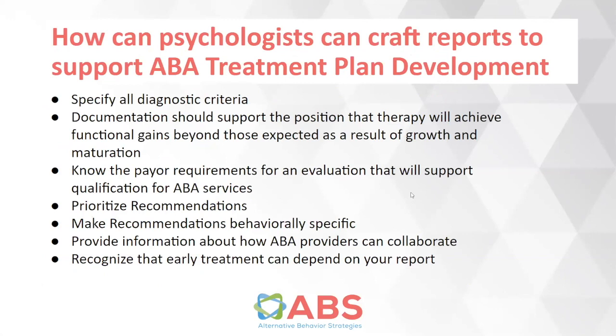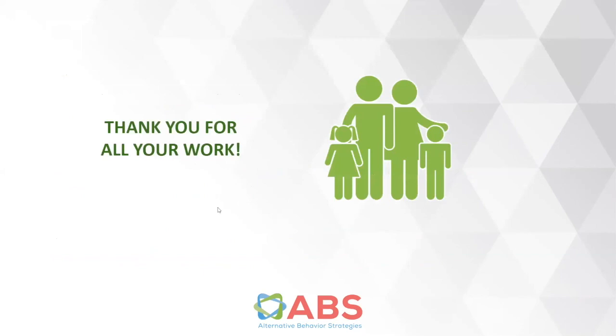And then I wanted to just kind of really quickly do a shout out to my psychology friends and just encourage them to write their reports in a way that can be helpful to our ABA treatment counterparts. One thing that I think that we could do that's helpful is just really specify all the diagnostic criteria. I think that we need to document the position that therapy is going to make functional gains beyond those expected as just a result of growth and maturation, and make that clear. I think it's helpful and incumbent on us to know what the payer requirements are for that evaluation.